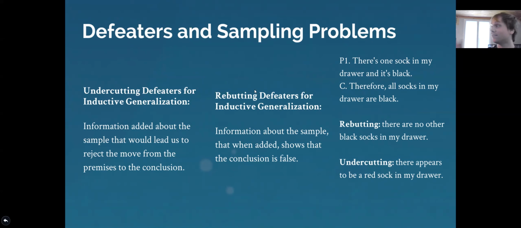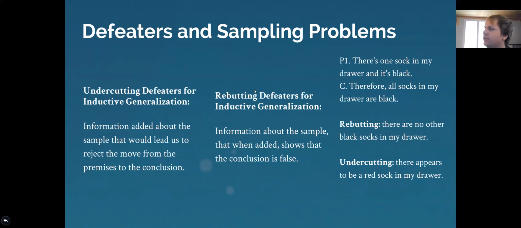So let's go back to the sock example. The sock example says that there's exactly one sock in my drawer and it's black. I'm sorry, there's one sock in my drawer and it's black, therefore all socks in my drawer are black, right? So we say there's at least one sock because there may be more. I want to make sure that's clear.